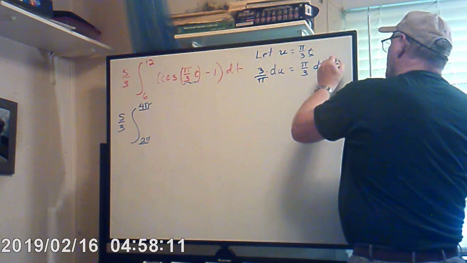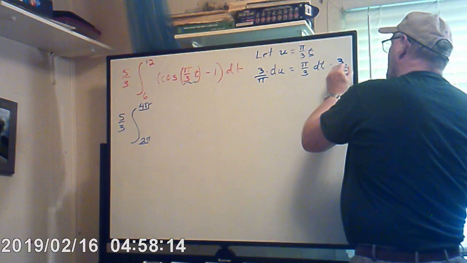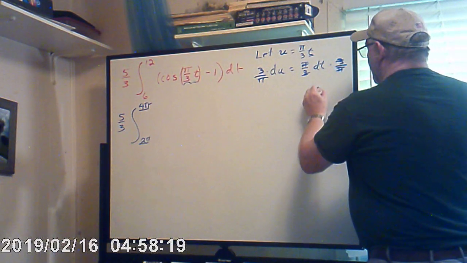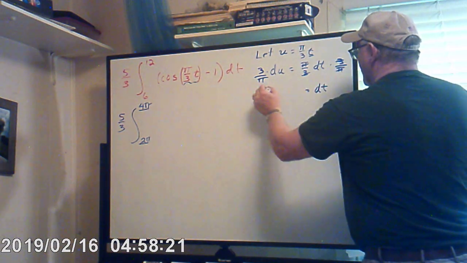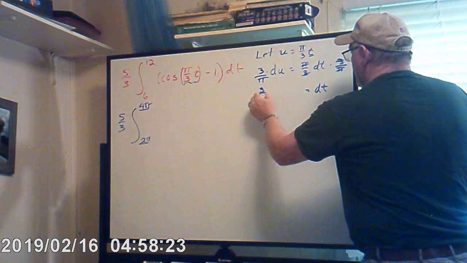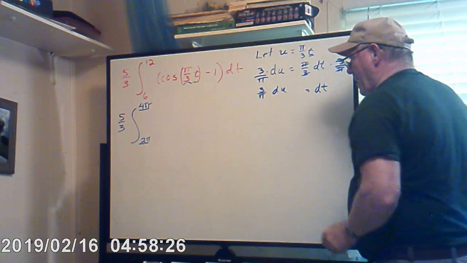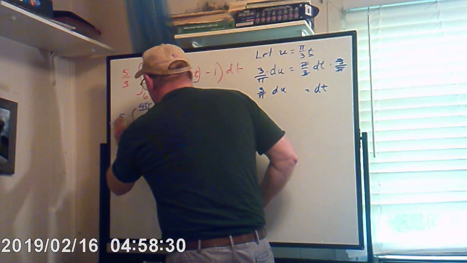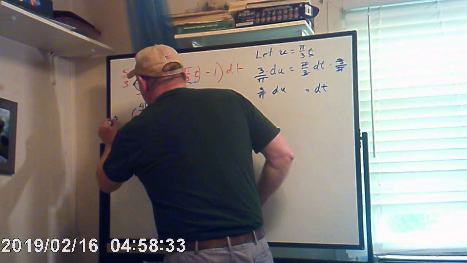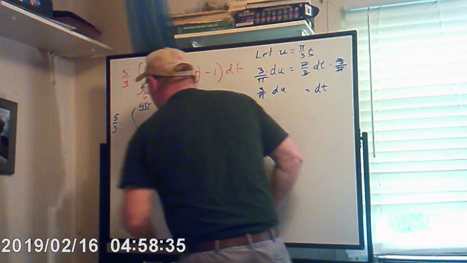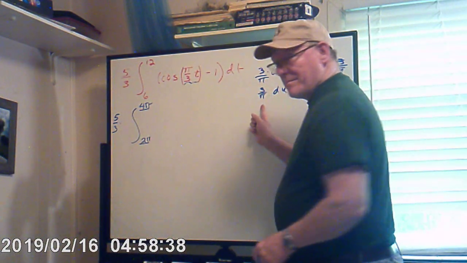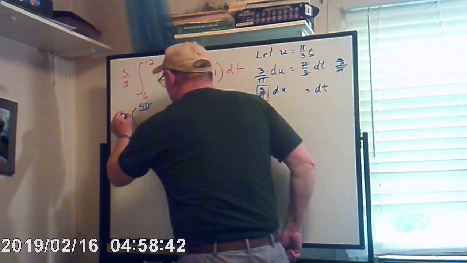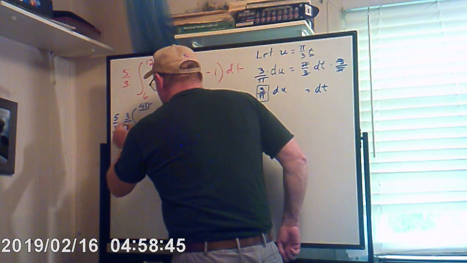Multiplying by the reciprocal, right? Just multiply by the reciprocal. You see all this divides out, so you're left with dt is equal to 3 over pi du. Now, here's what I do here. I should have left a little room. Let's move the 5/3 over just a little bit, because I should have known I'm going to multiply by something. Put that something on the outside right here.